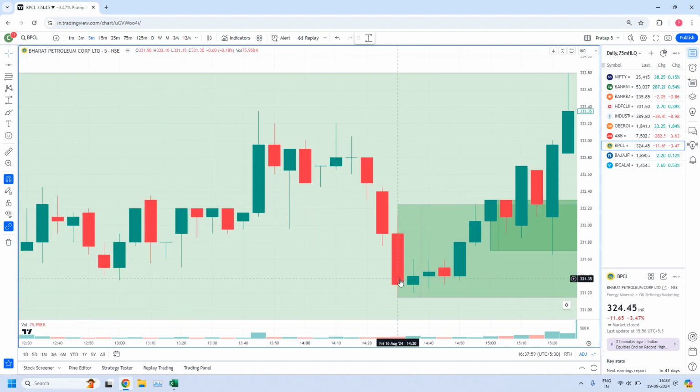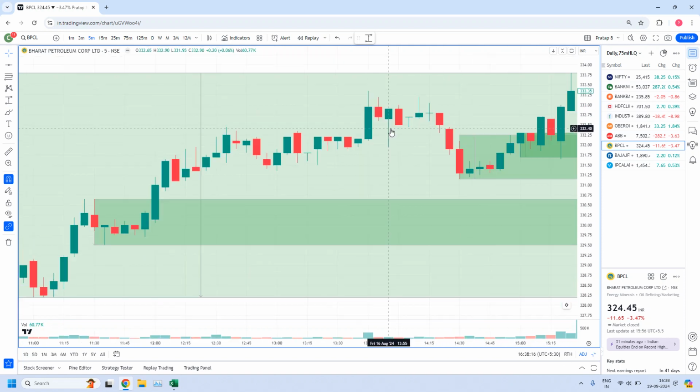Here you can't draw a drop base rally because it is a medium size leg candle. A medium size leg candle can't be used as a leg out. So that's why you can't draw this. And that means this zone is useless for us. We can't plan any trade in this, and we know this will be easily violated.